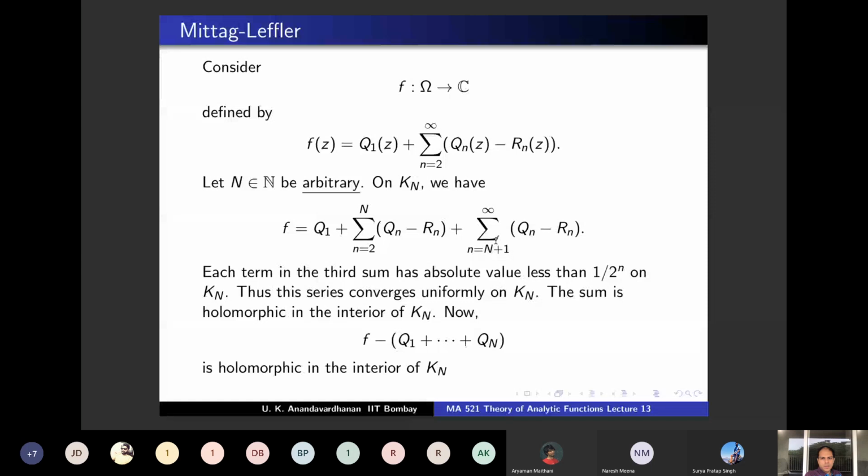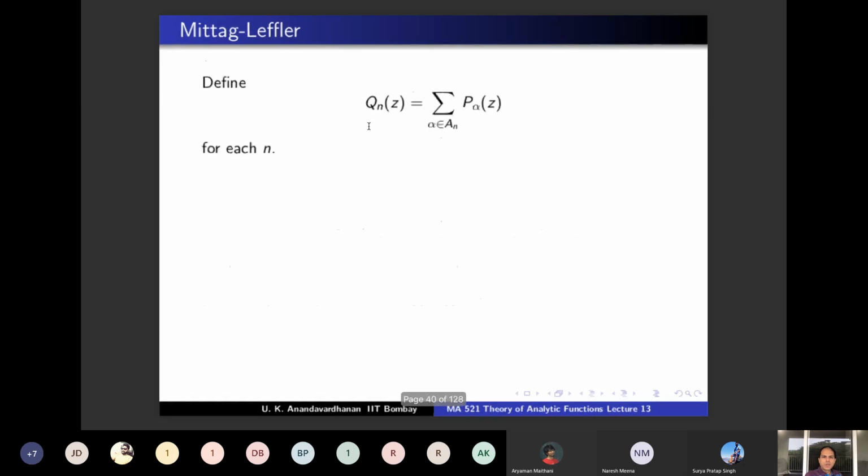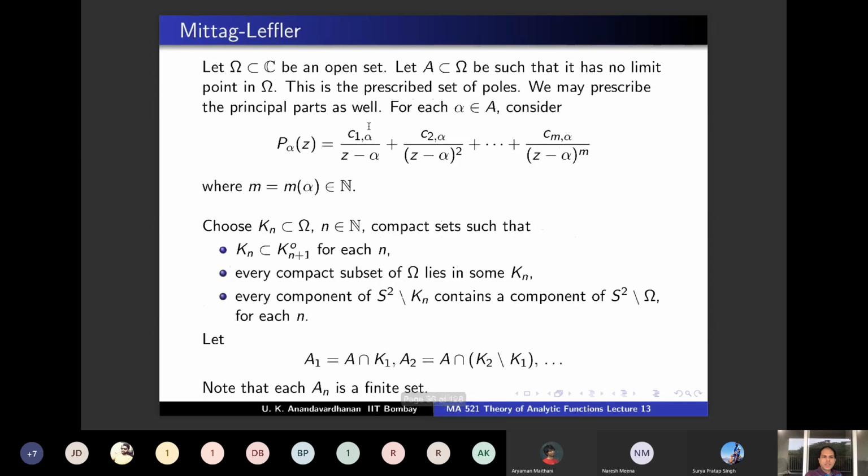Exactly like this in this argument, this here also is holomorphic in the interior of Kn. But that's what we had to do, right? In order to show that f at alpha has principal part P alpha, we wanted to show that at alpha the principal part is P alpha. Okay, but what is P alpha?